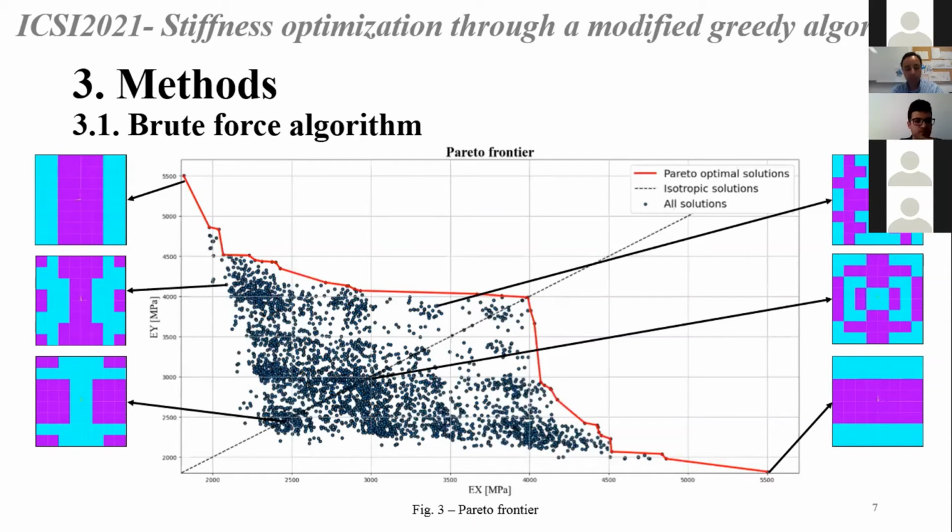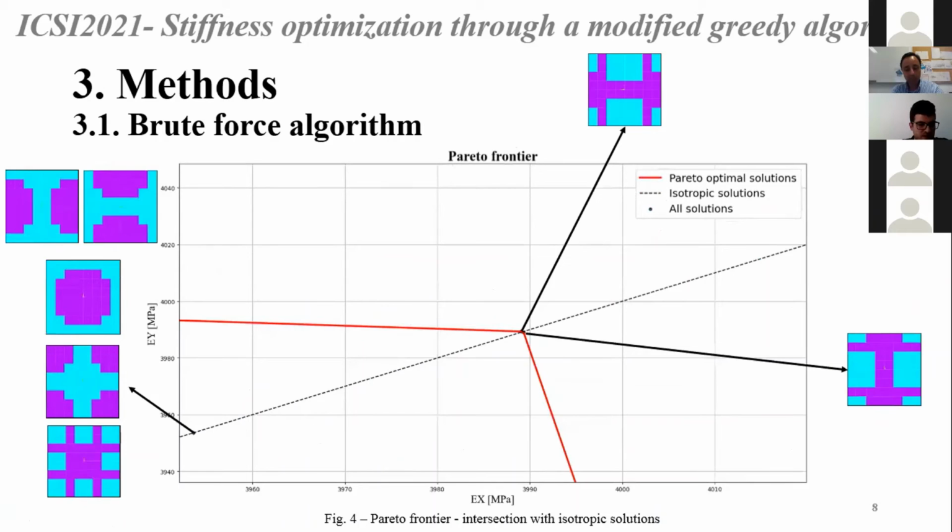Here we build a Pareto diagram to show the EX and EY values for each configuration. On the dashed line here are all the results that have EX and EY equal. And if we look closer in the area where the dashed line intersects the Pareto frontier, which is here, we can see that the best solutions that ensure perfect isotropic behavior are these 4 on the left, which are on this line.